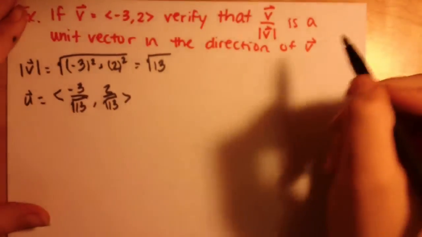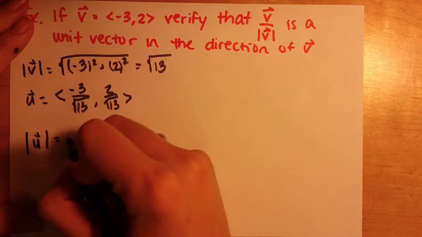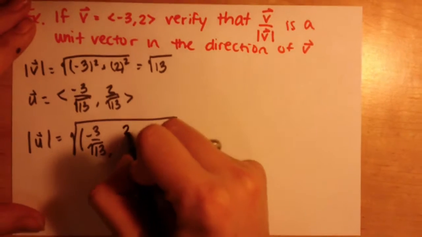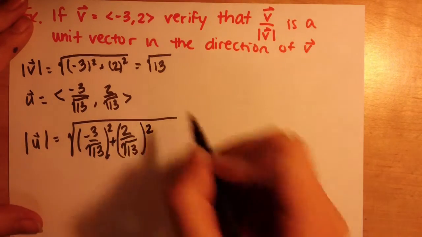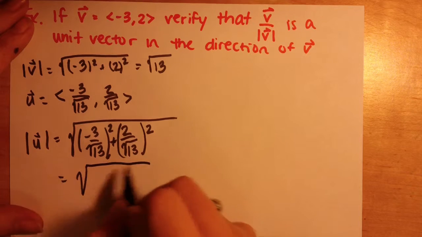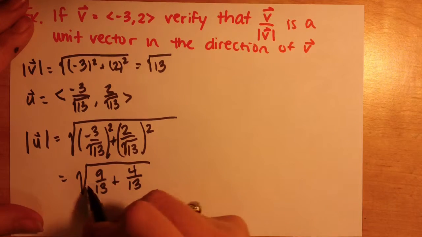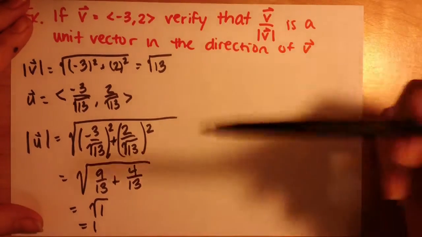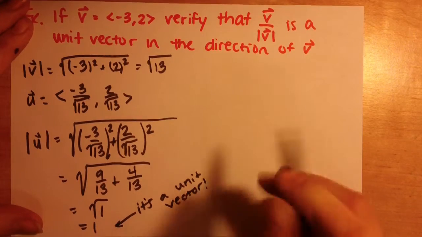So now we want to find the magnitude of u, because we want to show that it is a unit vector in the direction of v. So now we have the magnitude of u equals the square root of these pieces squared. So it's going to give us the square root of 9 over 13 plus 4 over 13. 9 plus 4 is 13, so we have the square root of 1 equals 1. So the magnitude of this vector is indeed a unit vector. Okay?